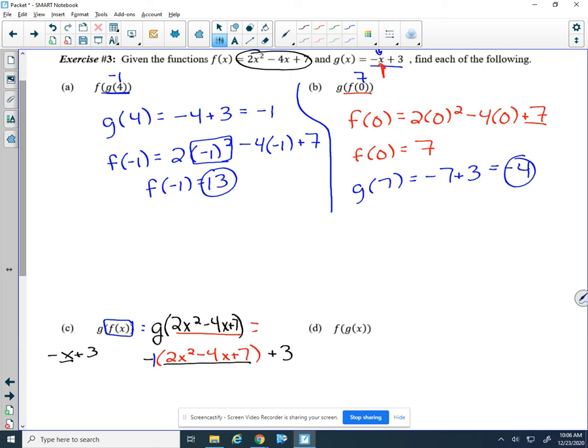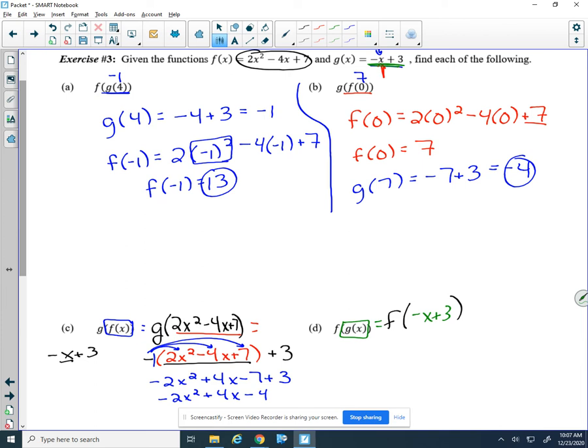So any simplification needs to happen. We have a negative sign out here, so I'm going to distribute my -1. So this becomes -2x squared plus 4x minus 7 plus 3. So -2x squared plus 4x minus 4. Now, that is a bit of the easier way. For f of g of x, just due to the nature of this, if I plug in g of x to f of x, that means if I go up here, that I'm plugging in the -x plus 3, which is g of x, to the f of x function.